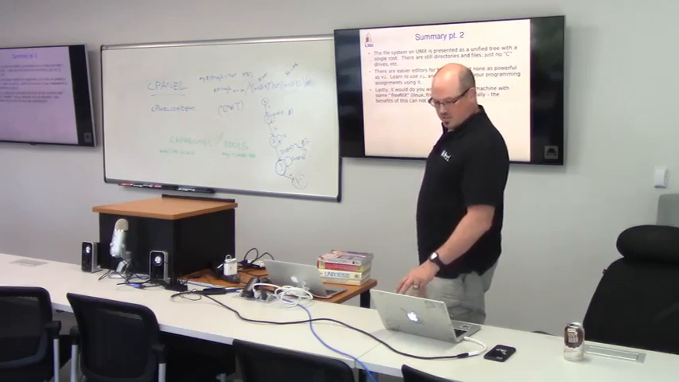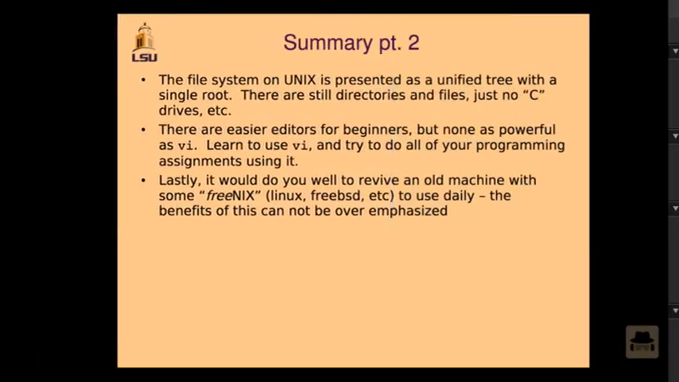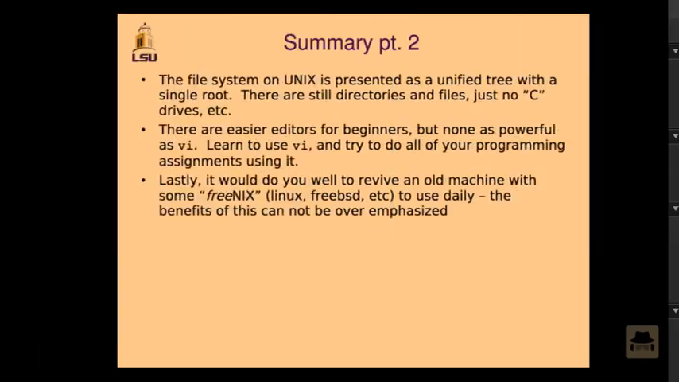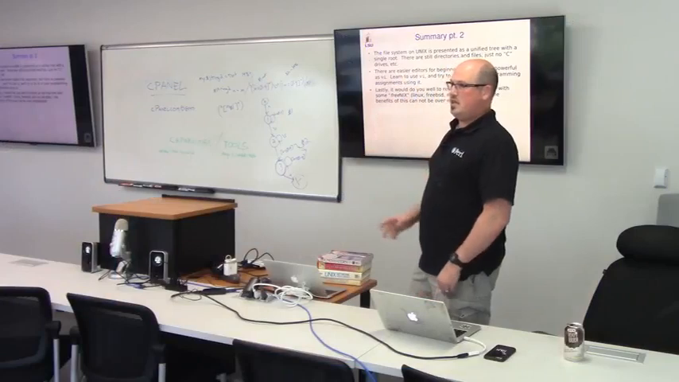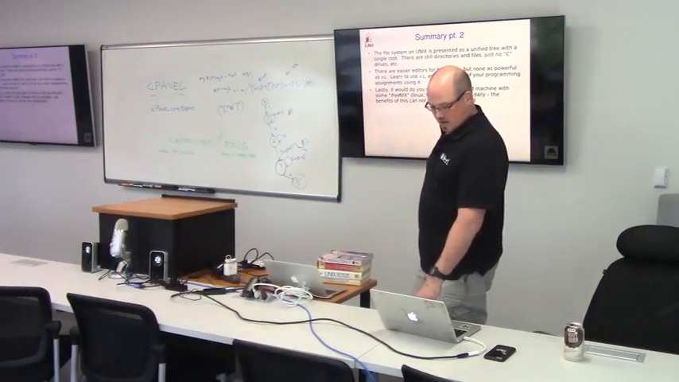And the file system is a rooted tree. There's no C drive, D drive. There's no actual analogy to the physical devices that are supporting your storage when you're navigating the Unix file system. And this applies to Linux, BSD, Mac OS nowadays. Windows is really the only one that has the C drive, D drive, all of that.